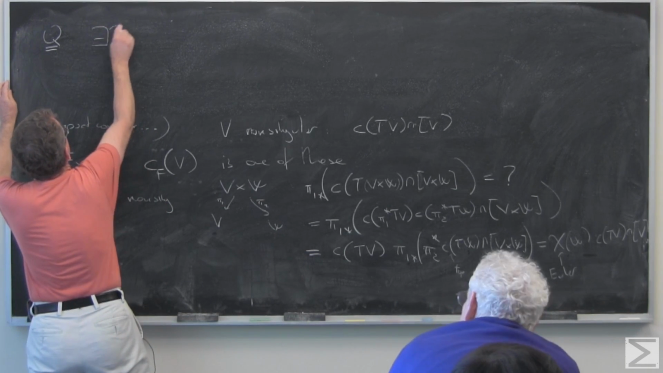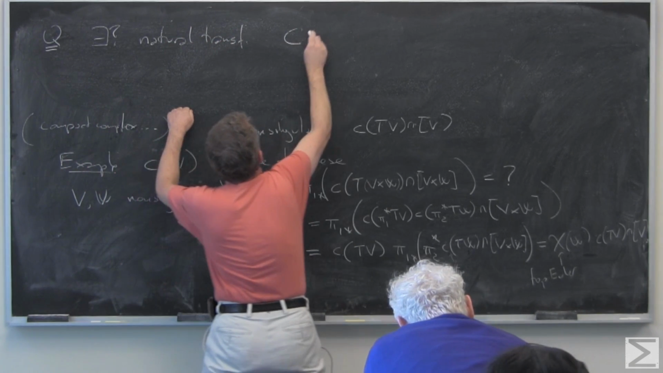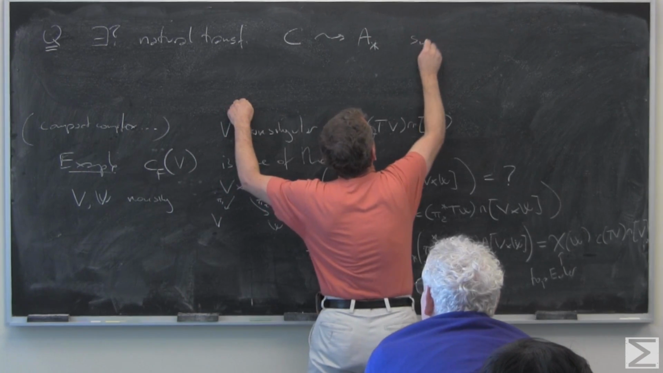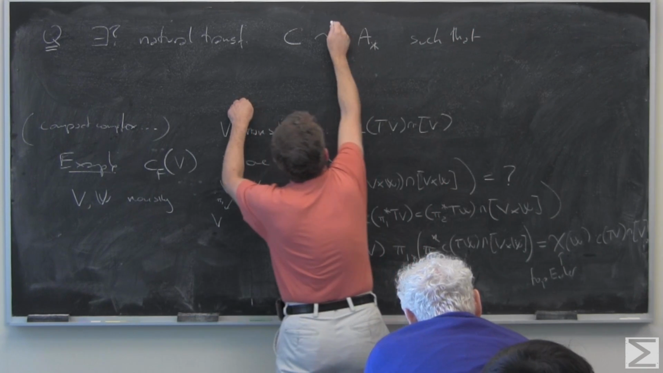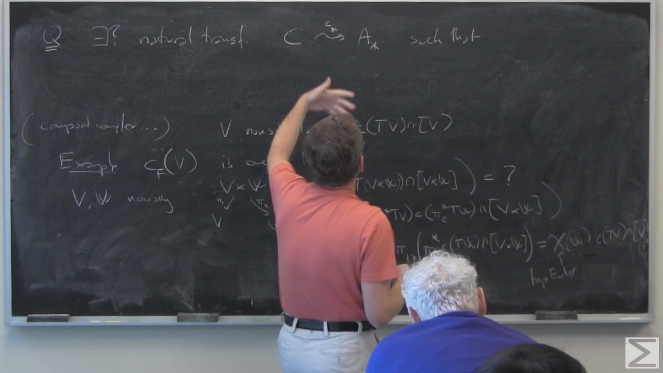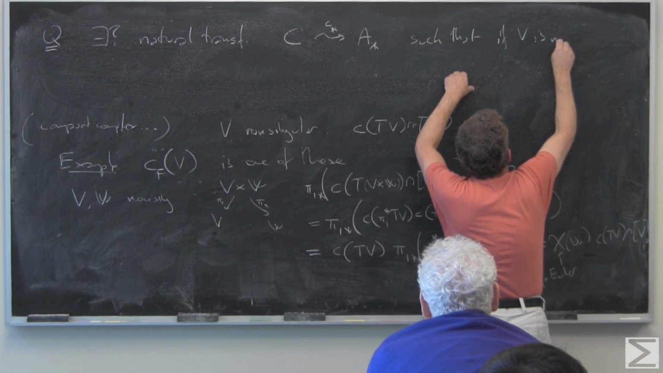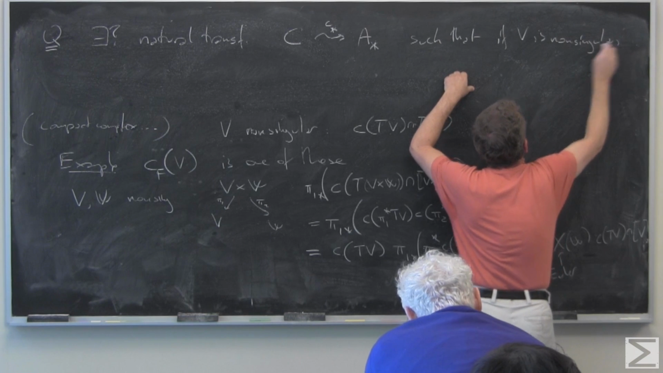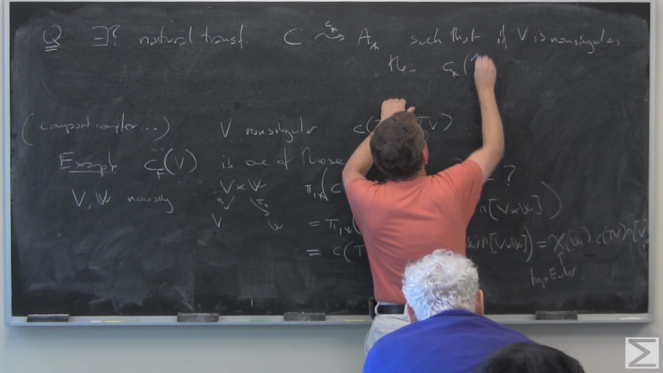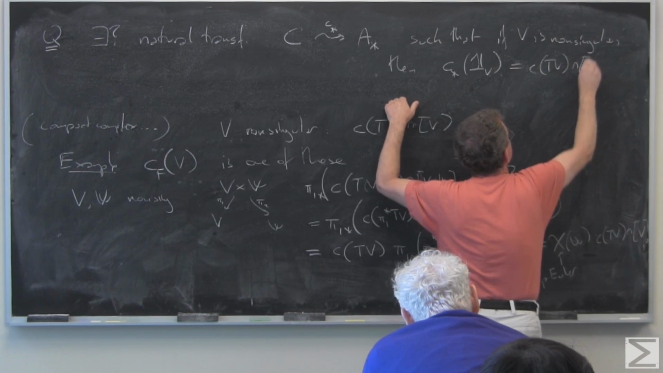Does there exist a natural transformation from the functor C to the functor A lower star, such that, maybe let me call it C lower star, C as in Chern. This will be a generalization of the Chern class of the tangent bundle, because the normalization condition here is that if V is non-singular, then C lower star at V of the function 1 sub V is the Chern class of TV cap V.